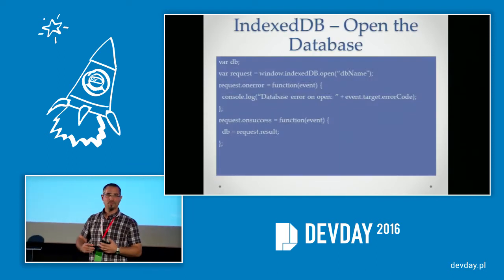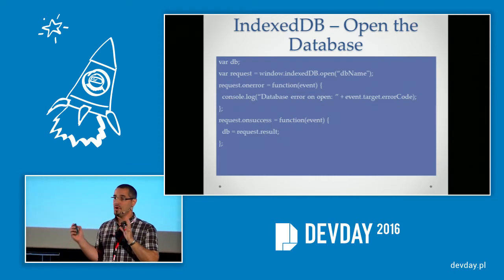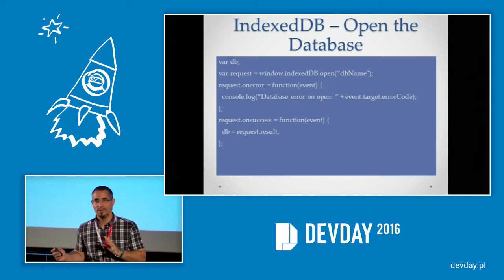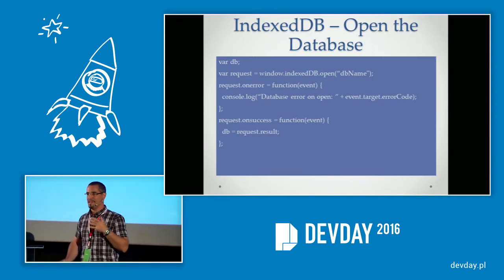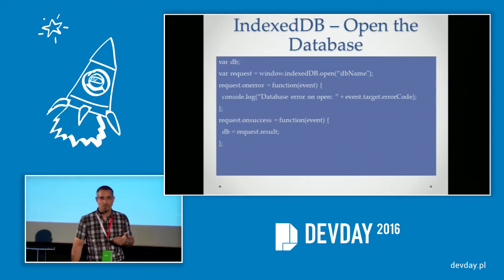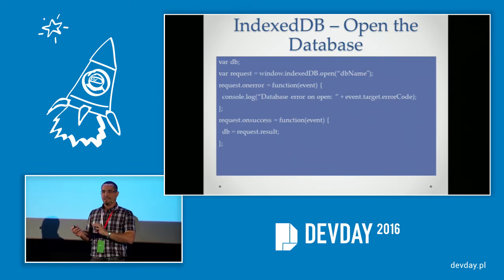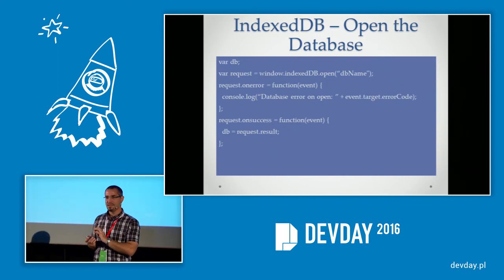Okay, so first of all, when you want to use IndexedDB, the first thing that you want to do is to open a database. You'll use IndexedDB.open, you give it a name, and you give it a version. If that version already exists, nothing will happen. If that version doesn't exist, you will get an event that we'll talk about later on, onupgradeneeded, and with that event, you can change or manipulate the IndexedDB schema.